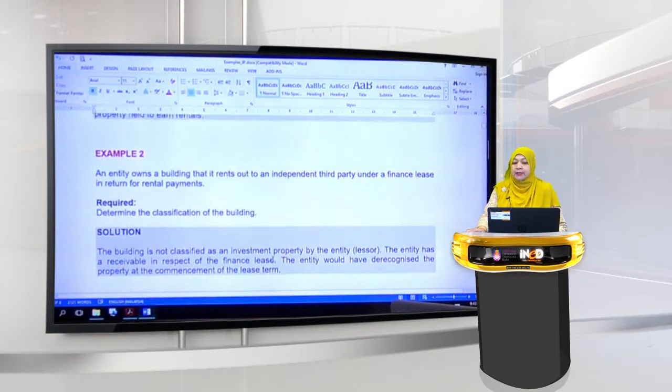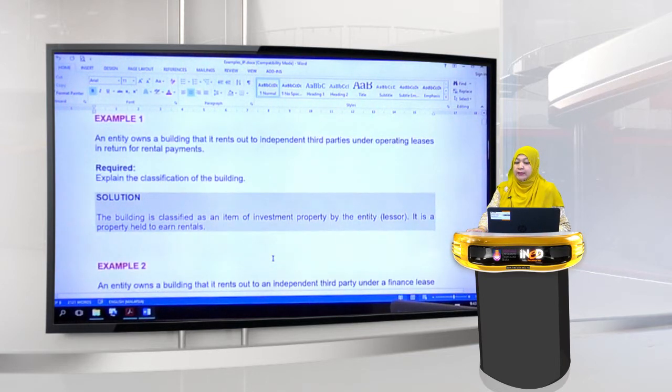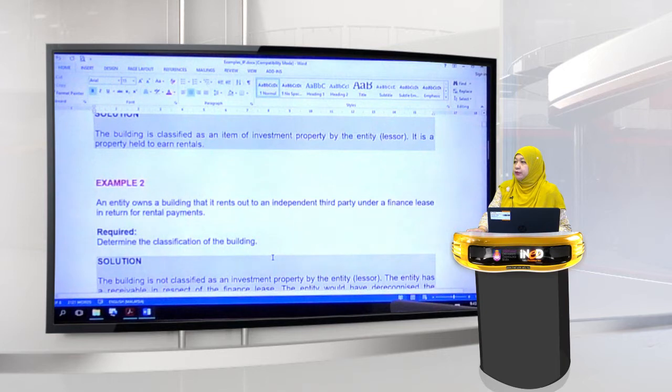Okay, so you can see the difference between finance lease and operating lease. Property under an operating lease, which is used to obtain rental income, is subsequently classified as investment property. But for property which falls under a finance lease, we don't recognize that as investment property.